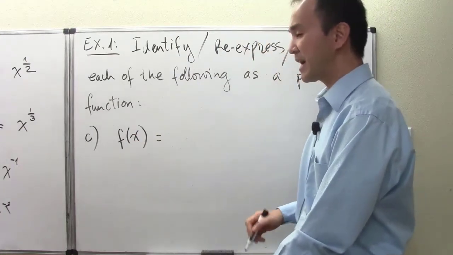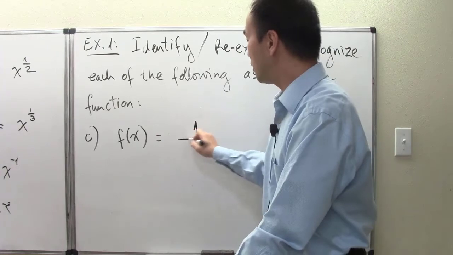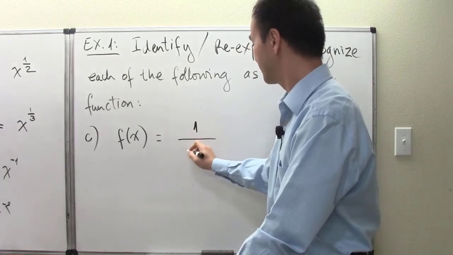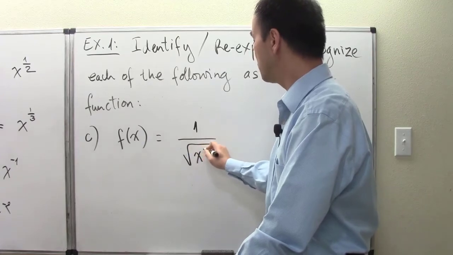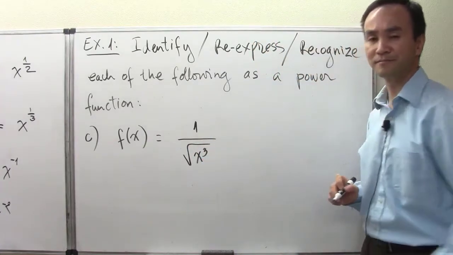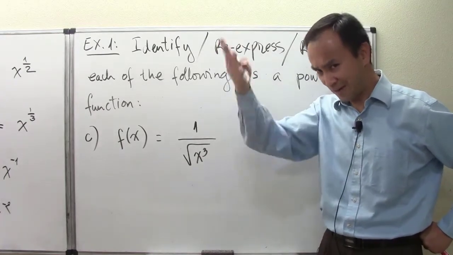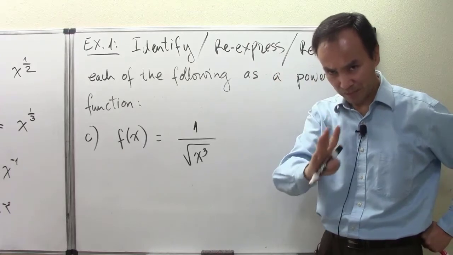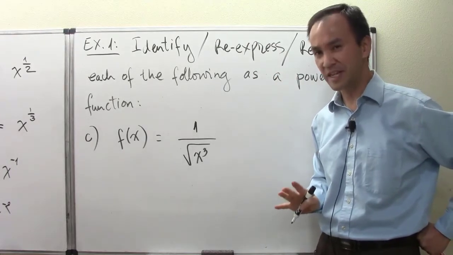How about f of x equals 1 over square root of x cubed. 1 over square root of x cubed. So it has a 1 over something. So it looks like it's a reciprocal. There are quite a few ways of seeing this.